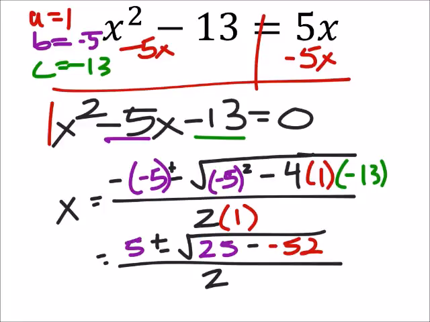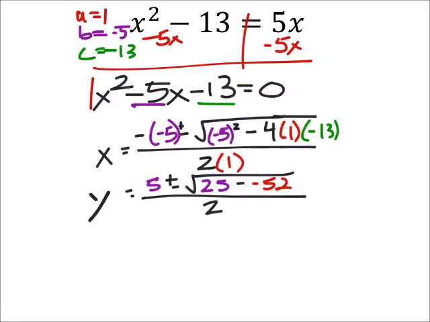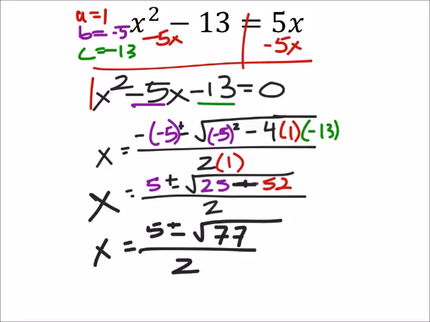So just continuing on with this, we've got x equals 5 plus or minus the square root, because that becomes plus now, of 77. And that's all over 2. As far as I can tell, even if we split this up, it can't be simplified any further. So we're going to stop there.